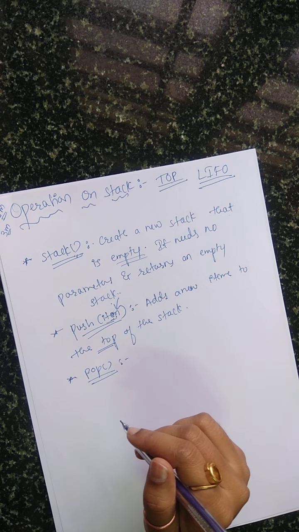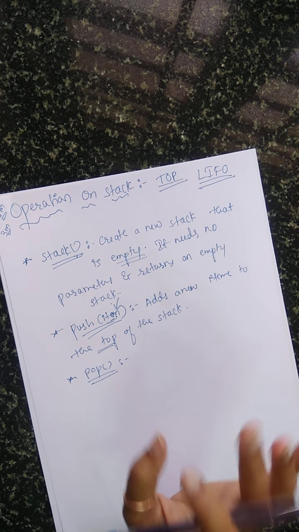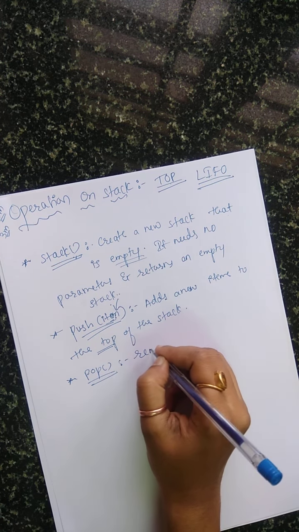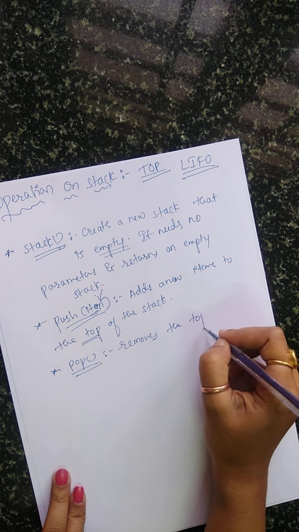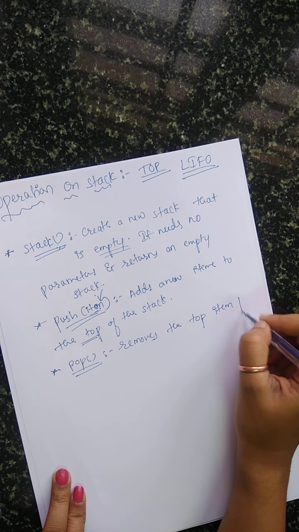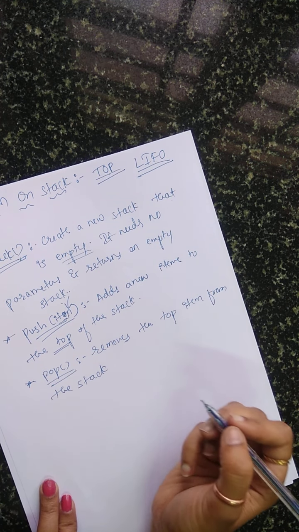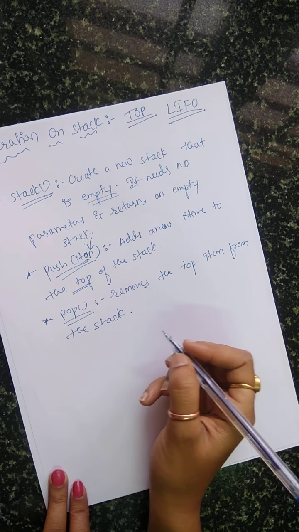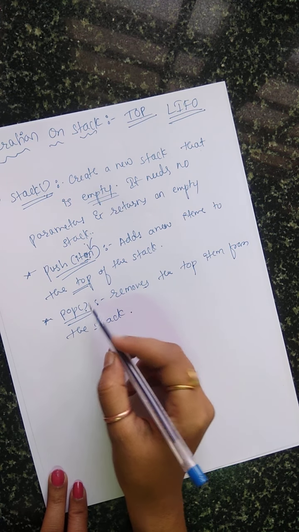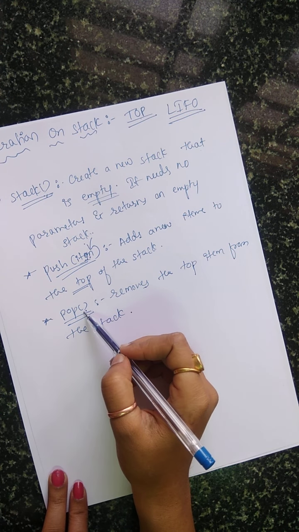So this pop operation will help you to remove the element from your stack through the top end. That you have to remember. Then note down: removes the top item from the stack. And here it needs no parameters, as in push we take an item as a parameter to add the element. Here nothing is needed as an argument.